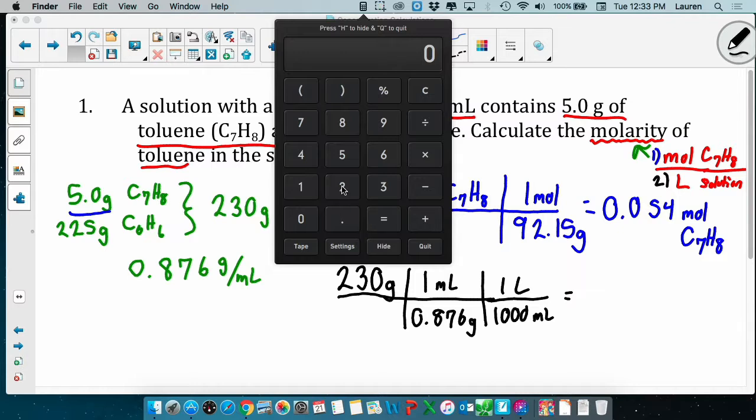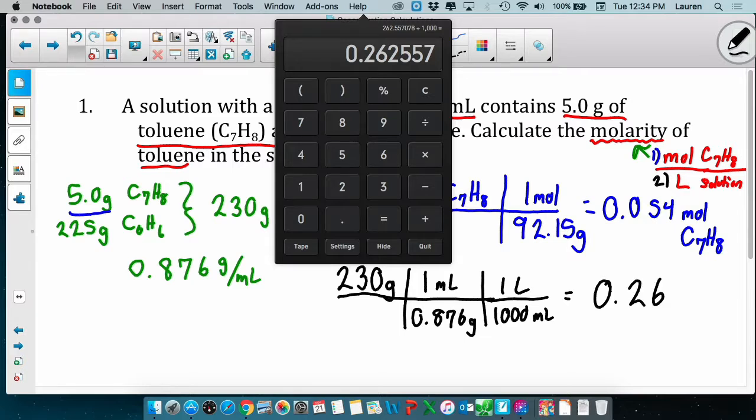So we have 230 divided by 0.876, times 1,000, with both of those on the bottom. Impossible calculation. Okay, take two. 230 divided by 0.876 equals, okay, so that's how many milliliters it is, divided by 1,000 to convert it to liters, and we get 0.2625, so 0.263 liters of solution.